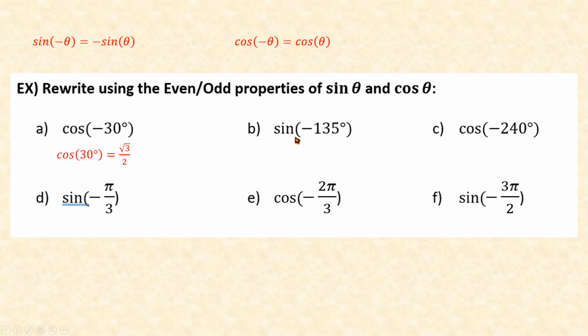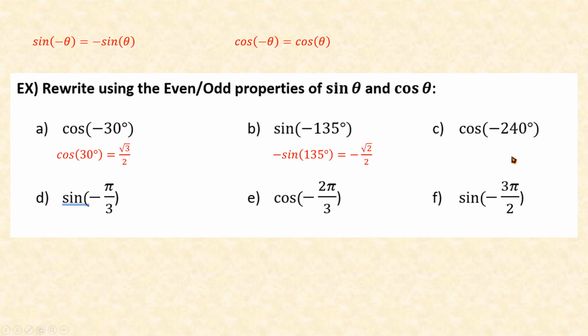The second part, I have sine of negative 135. Now look, sine of negative is equal to negative sine of the positive. So I have negative sine of 135, which gives you negative radical 2 over 2. Remember, sine of 135 is radical 2 over 2, and that negative sign here makes the answer negative.